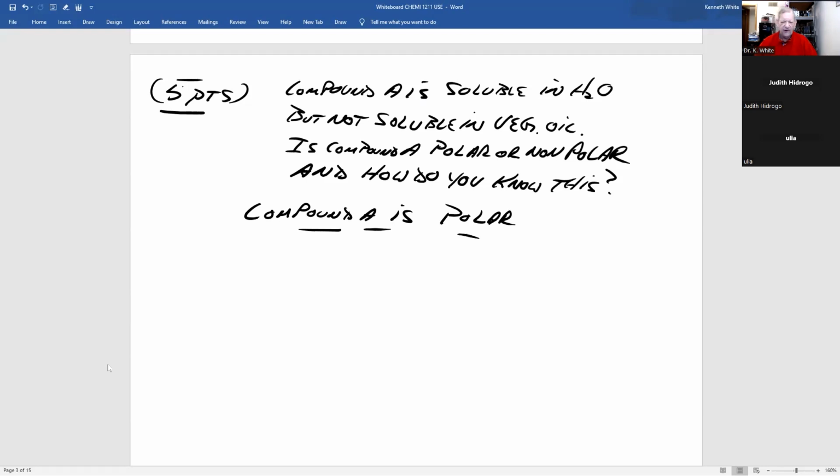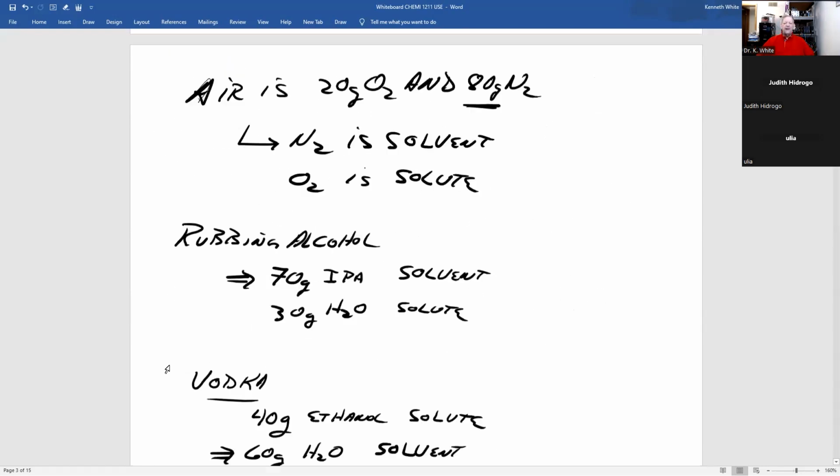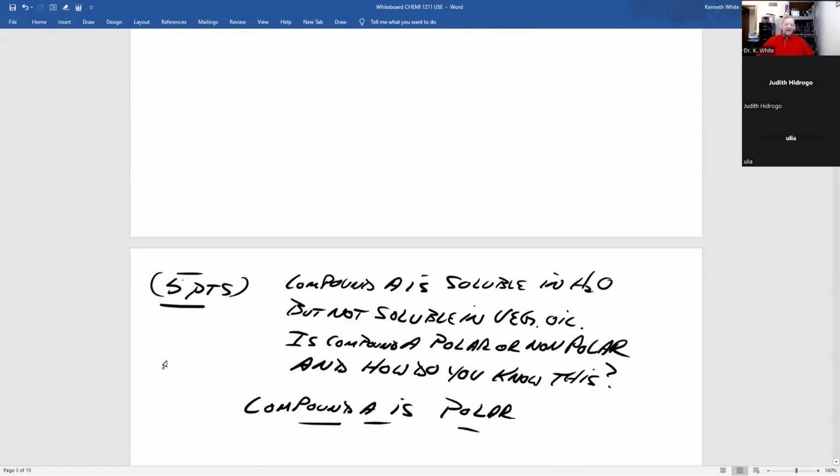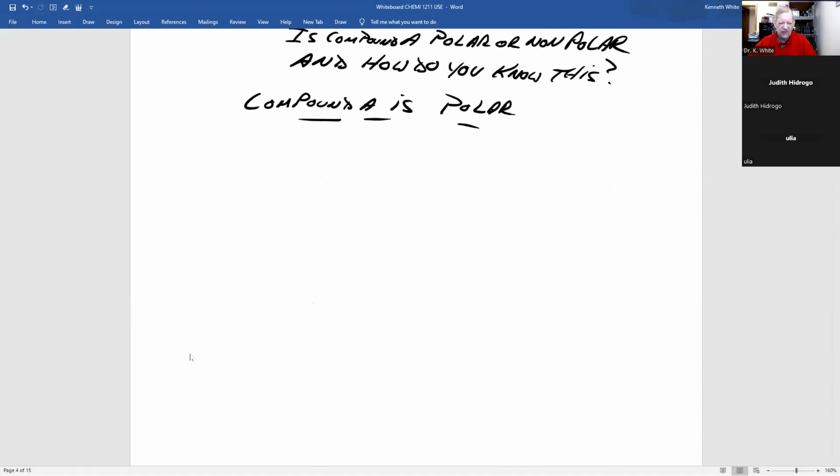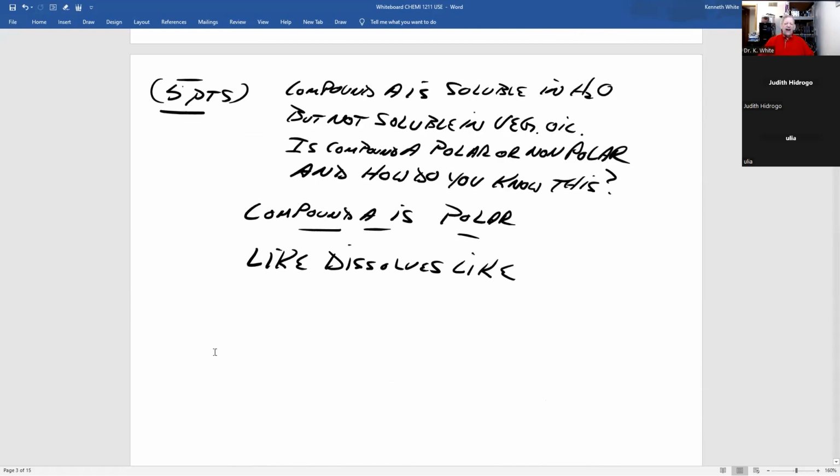Compound A is polar. How do I know that? Because like dissolves like, it's on the other slide. I know that because I know that water is polar, and because like dissolves like, polar things are soluble in polar things. That tells me compound A is polar.